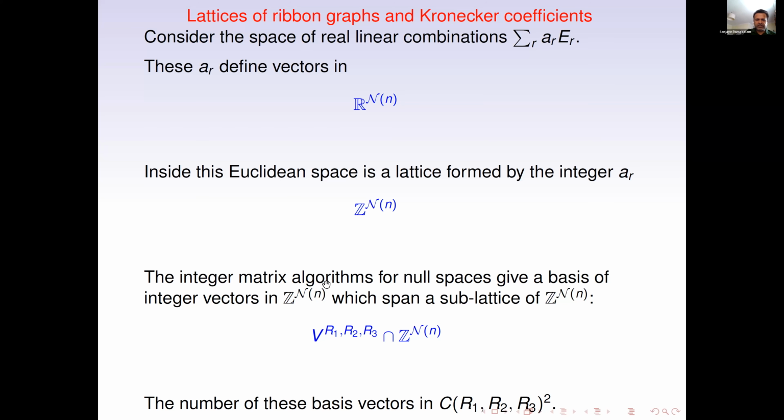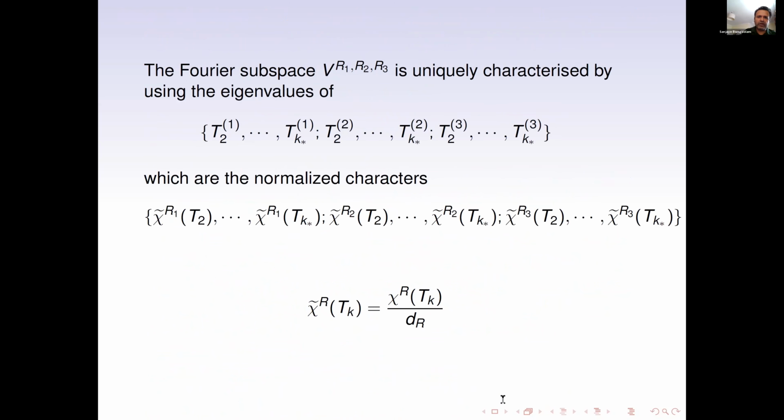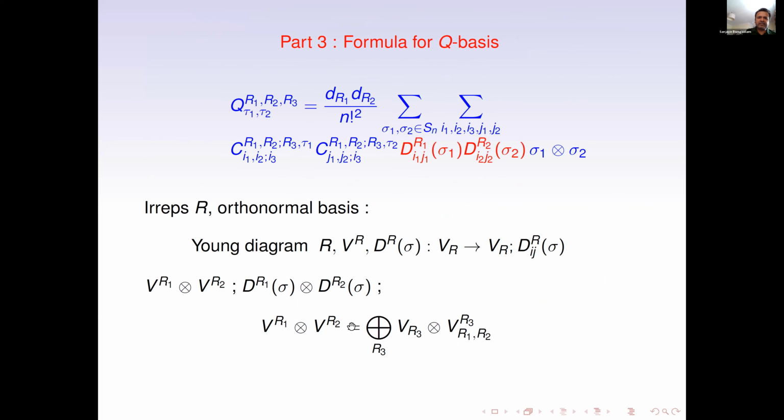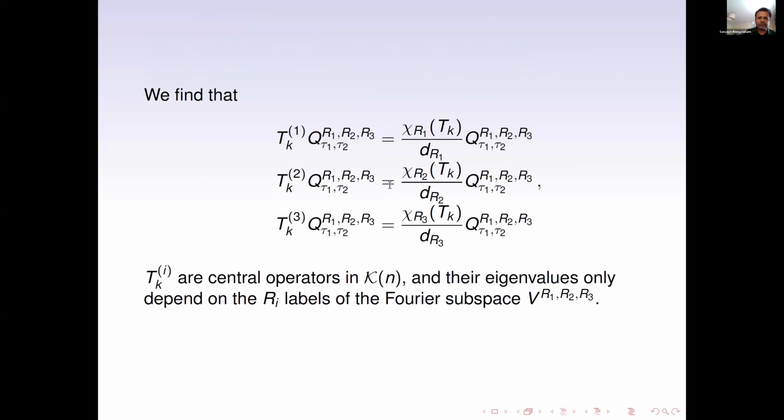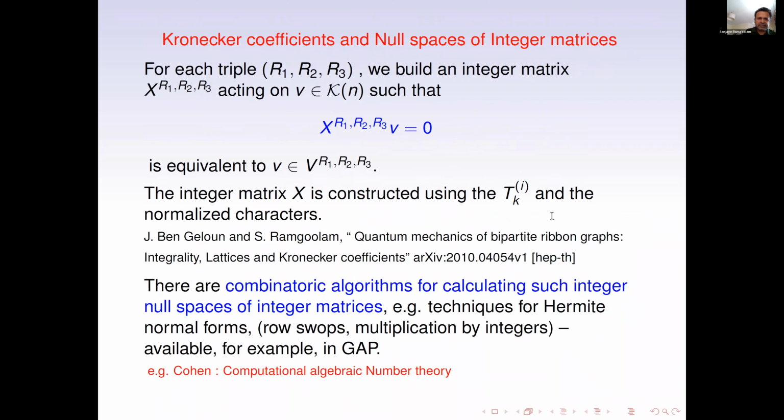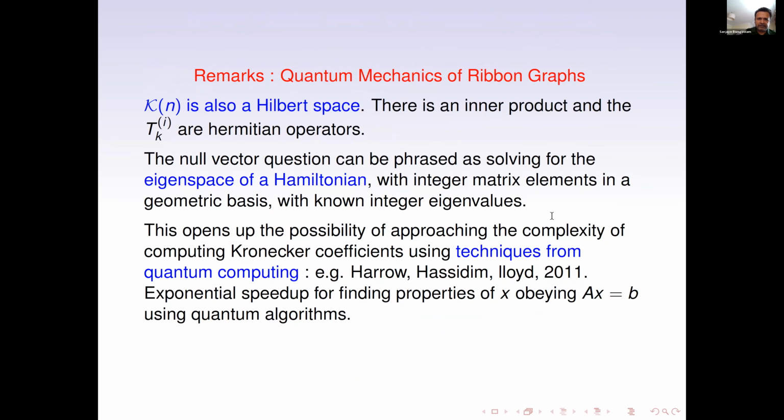And these algorithms give you basis vectors for the sublattice, and the number of these basis vectors is C squared by construction. So this used the complicated formula for Q, but doesn't really require knowing Clebsch-Gordan coefficients. It just requires solving eigenvalue equations using the left multiplication by these central elements in the algebra. So that's the basic thing.